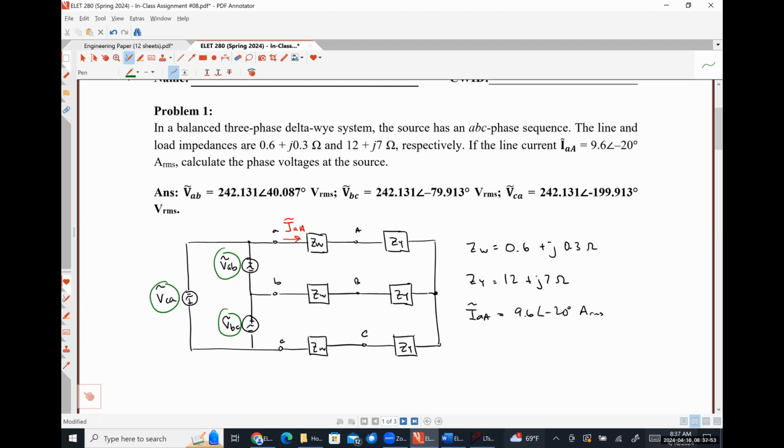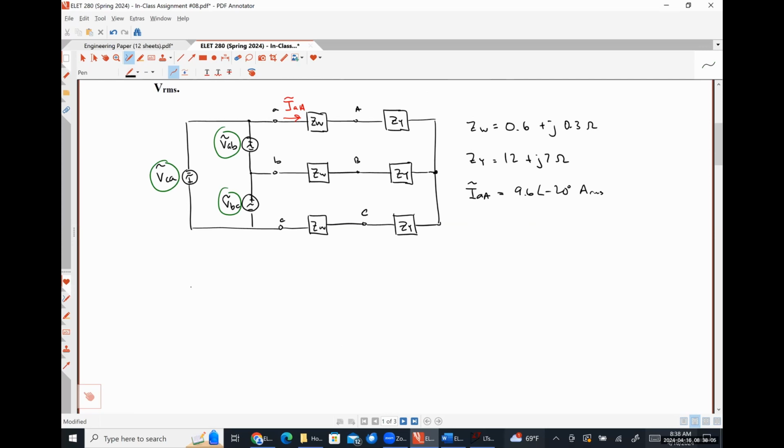Okay. So I am going to use a single phase equivalent circuit to figure this out. Okay. So my single phase equivalent circuit should look something like this. Here's my voltage VAN. Here's my impedance ZW. Here's my impedance ZY. And then I always short my neutral terminals together because we know that the neutral terminal shouldn't carry any current and shouldn't have any voltage across it in a balanced three-phase system. So we can just replace it with a short circuit. And lastly, in this representation, I'm also going to include my line current IAA.